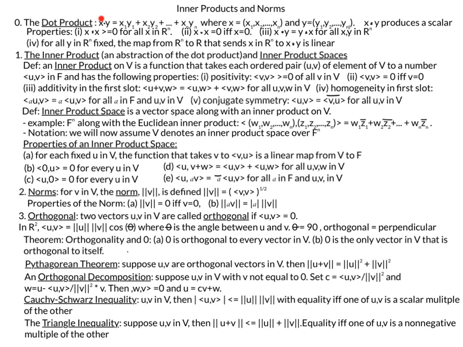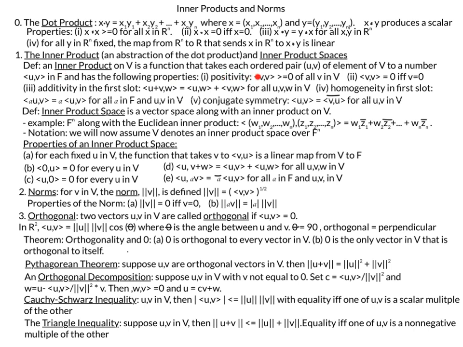We talked about the dot product from vector calculus. So the dot product of a vector x with a vector y is equal to the sum of component by component multiplication. We then defined the inner product, which was an abstraction of the dot product. And we said that an inner product is any function that takes each ordered pair u, v, elements of a vector space V, to a number, the inner product of u, v, that is a scalar. And it has the following properties.